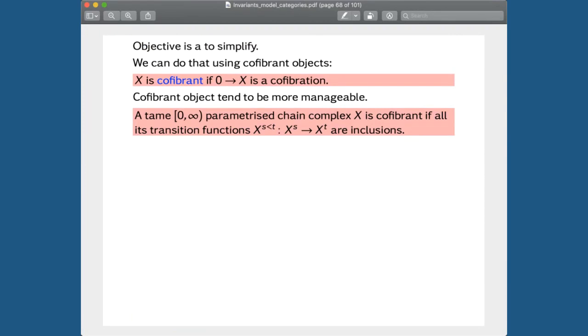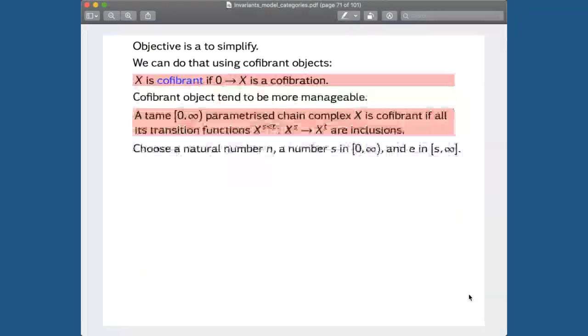These lifting properties uniquely characterize filtrations. Okay. So now here's an example of a cofibrant object. You choose a natural number n, a number s, a non-negative real number, and a number e which is bigger or equal than s, but might be infinity. Okay, so an extended real number, but not smaller than s.